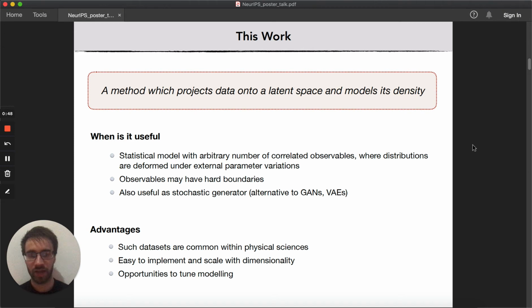So what are the advantages of this method in particular? Firstly, it's designed to capture datasets with the above properties, which are common within the physical sciences. Secondly, it's easy to implement and easy to add additional observables to extend the model. And finally, if the initial out-of-the-box modeling needs to be improved, there are several intuitive ways for fine-tuning.